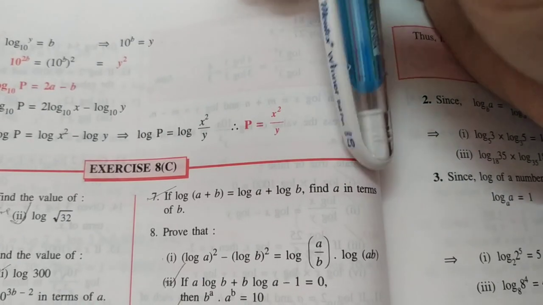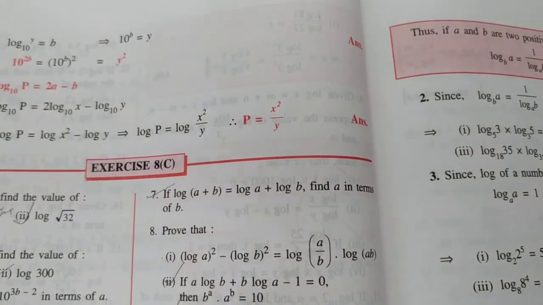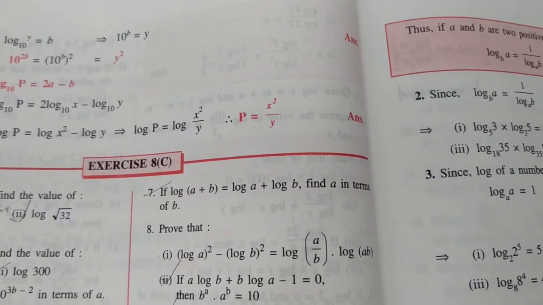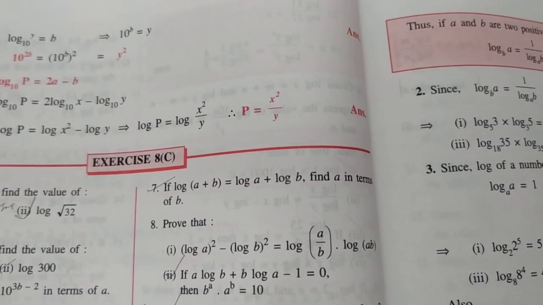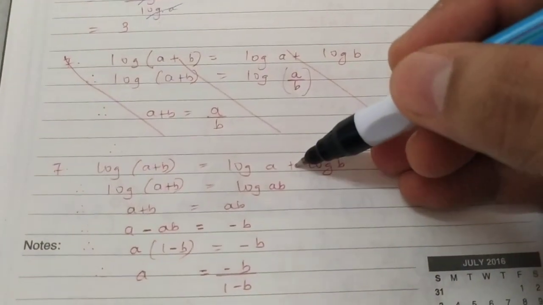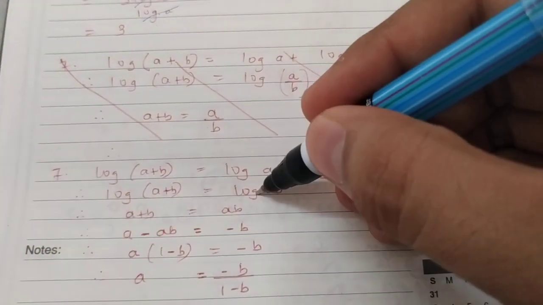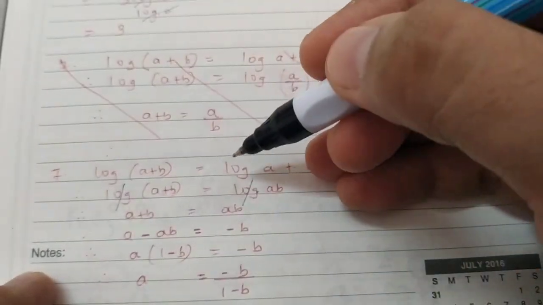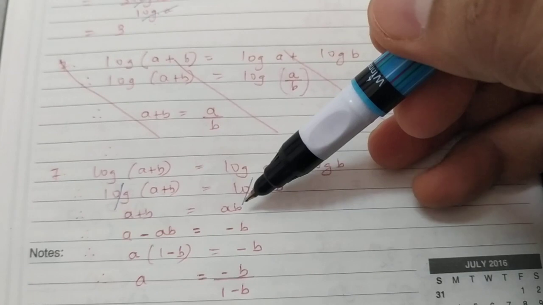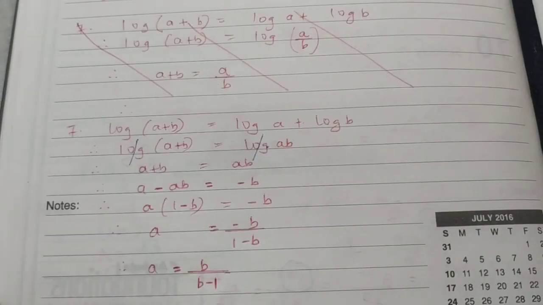Find a in terms of b. So you can predict before solving this sum that you will have to get rid of log first of all. So how do we do that? Well, addition means you can get the logs together, so you get a single log. If you have single logs on LHS, RHS, we can get rid of it. So what is left is a plus b is equal to ab. But I want a alone as per the question.